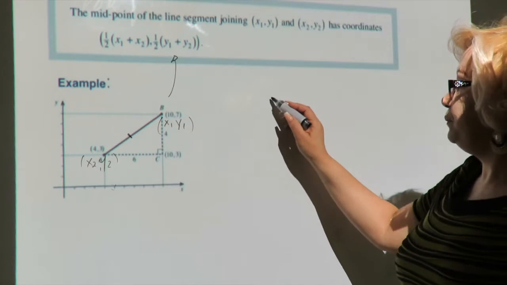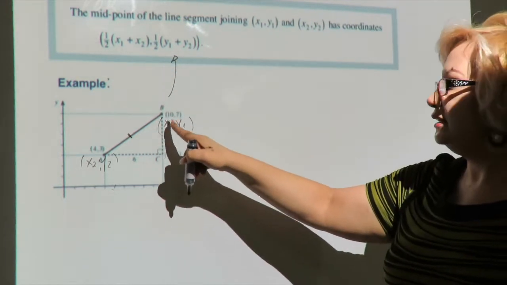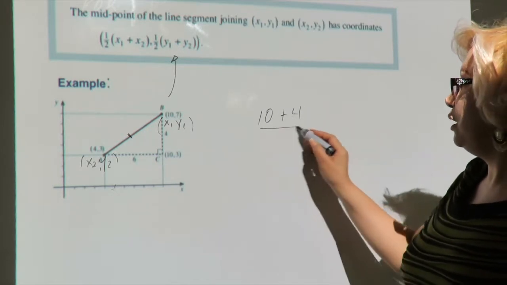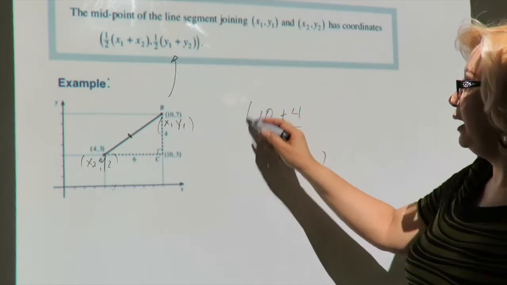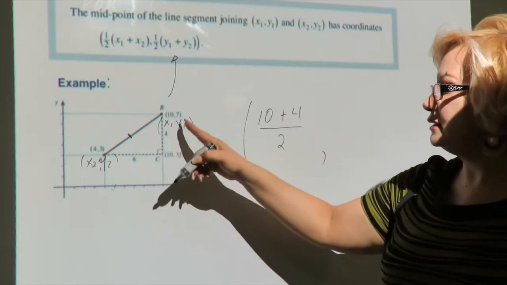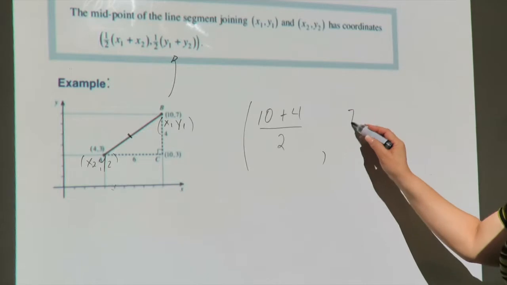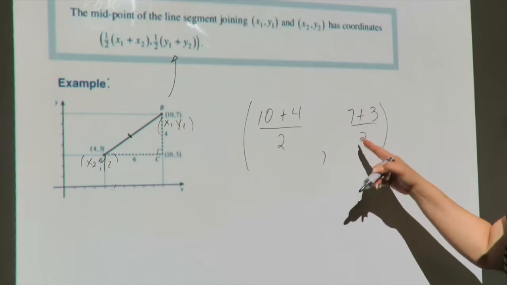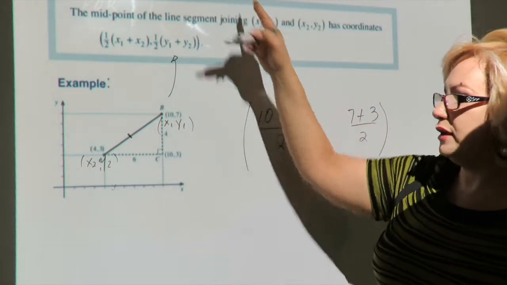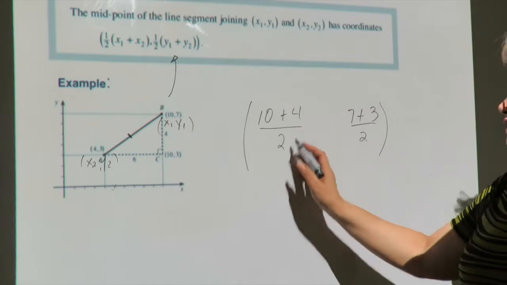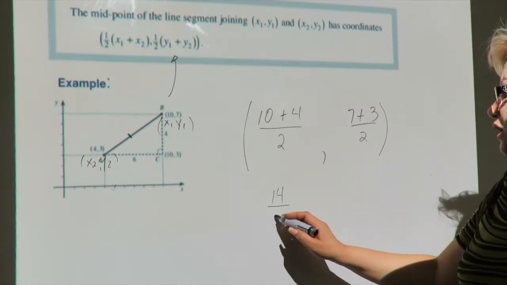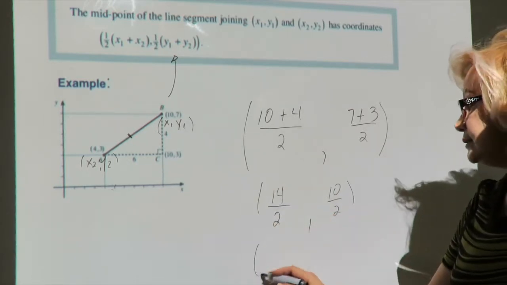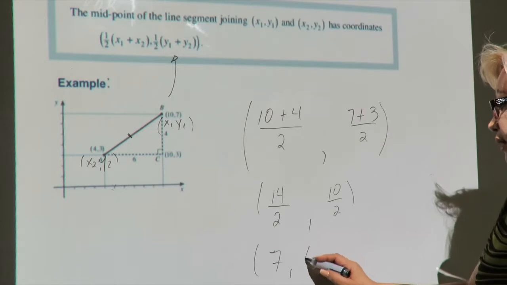Over here what we will do is add the 2 x values, that will be 10 plus 4, and divide by 2, comma, and we will add the y values, that will be 7 plus 3, and divide by 2. Why are we dividing by 2? Because we are looking for the midpoint, I mean half of the segment. So this is equal to 14 over 2, and over here 10 over 2, and this is equal to 7,5.